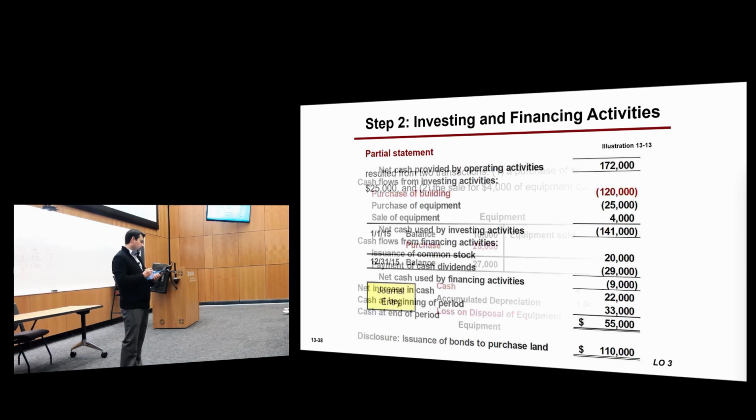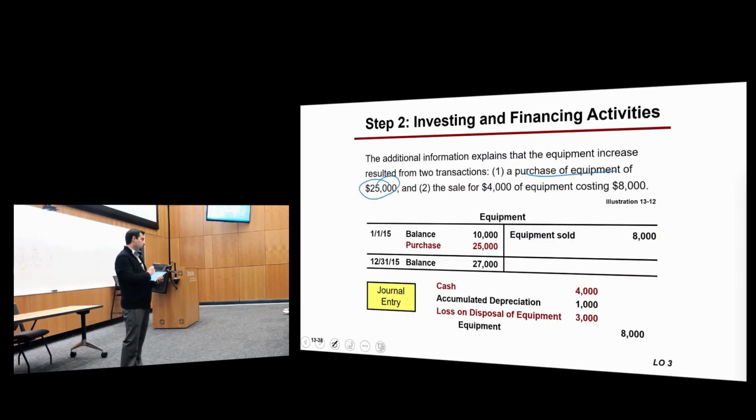The company purchased equipment for 25,000. So their cash outflow is 25,000. They sold equipment for 4,000. The cost of that equipment was 8,000. Again, you look at it from a cash perspective, cash exchange. The company bought equipment for 25,000. This is a cash outflow. The company paid that cash. So this amount will be deducted from net cash.